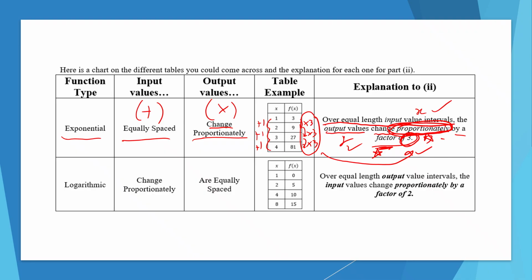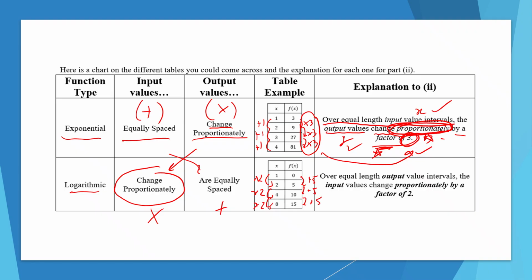And then logarithmic. Remember, logarithmic functions are just the inverse of exponential functions. So your inputs and outputs should essentially switch. So your input values now will change proportionately. This will be the only time your input values are not equally spaced. So here we take a look, we see times 2, times 2, times 2. And now your output values are an addition rule, are equally spaced. Here it's plus 5, plus 5, plus 5.